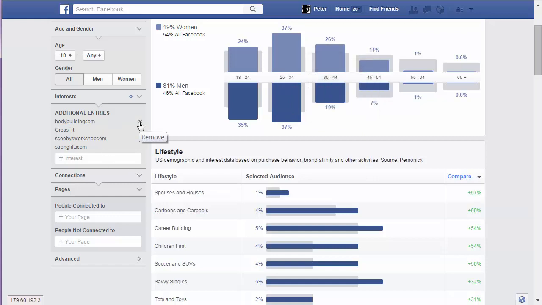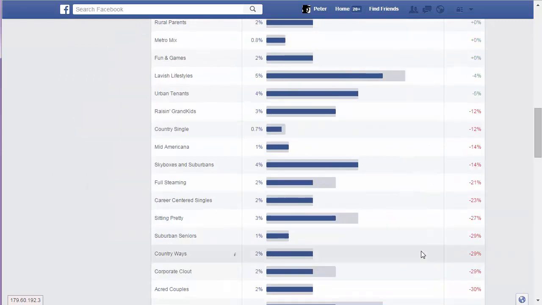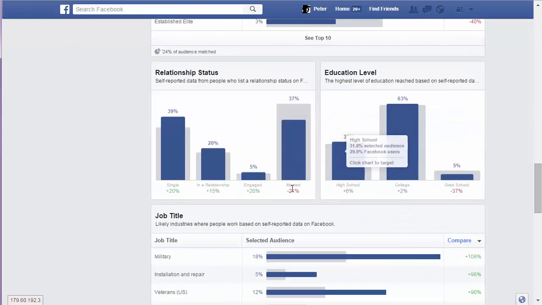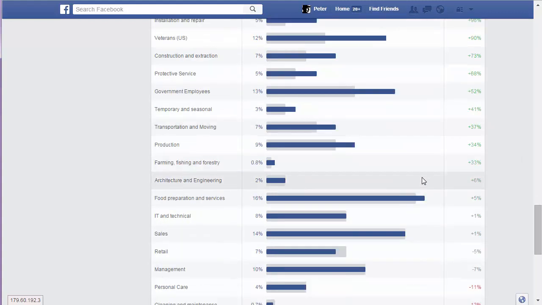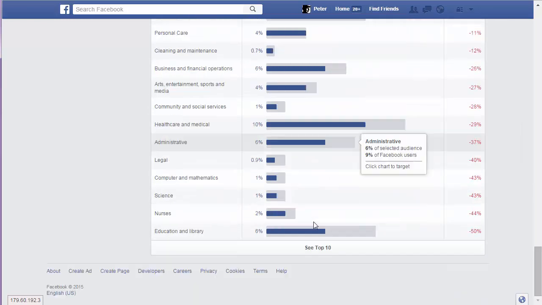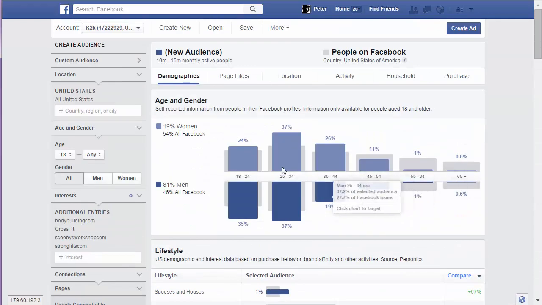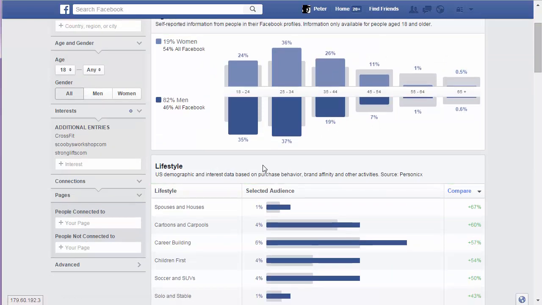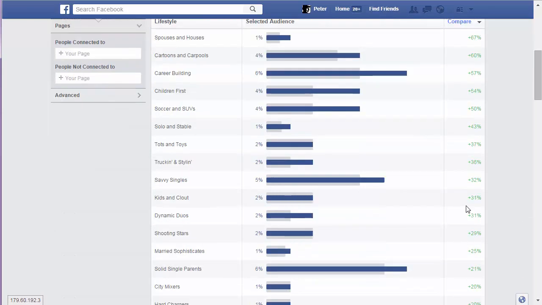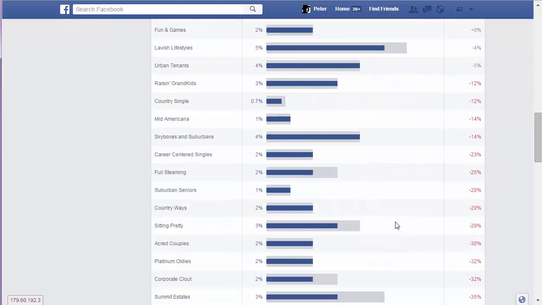I still don't like that bodybuilding one in there, so I'm going to take that out. But anyway, the biggest affinity here, apple pie families, I still don't quite know what that means. And people in the military, again, food services, I don't understand the relevance of that. No real clues there. The age and the sex is still good. I'm just going to take bodybuilding out again because I don't quite know how that helps us. So there we go.